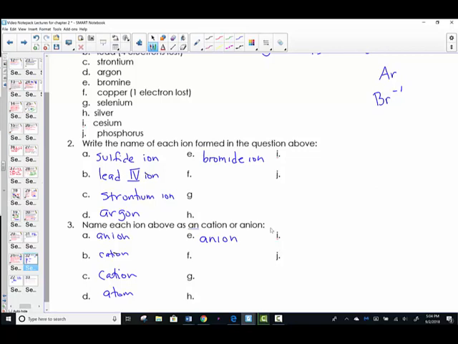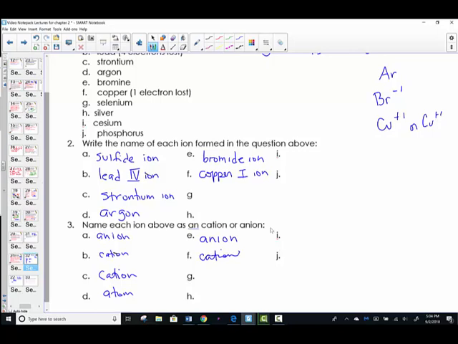Copper, with one electron lost, is Cu, carrying a plus 1 charge. And friends, it's fine to do plus or plus 1. It's just a preference. And you may certainly even do Cu with 1 plus. That's all the same to me. We'll name that copper with a Roman numeral 1 and the word ion. And since it's positive, we know it's a cation.